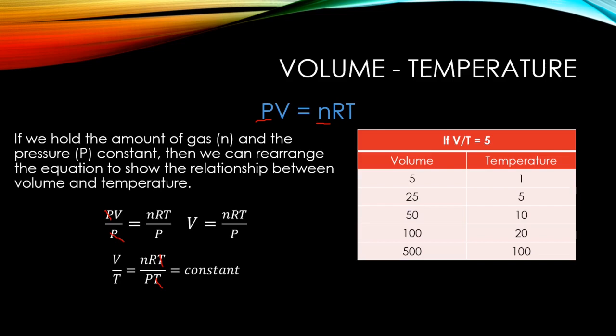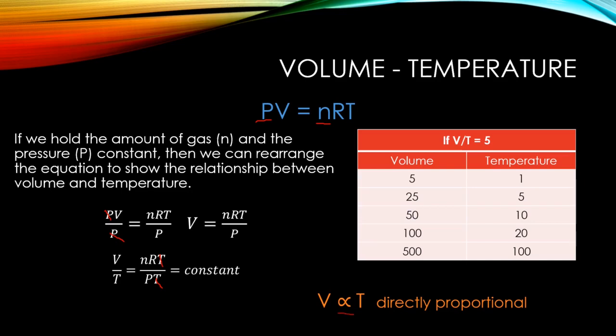So here, if we say volume divided by temperature equals 5, if the volume is 5, that means the temperature is 1. If the volume is 50, the temperature is 10. And if the volume is 500, the temperature is 100. So this clearly shows that if you increase the volume, the temperature will also increase. This means that volume and temperature are directly proportional, meaning that if one increases, the other must increase.